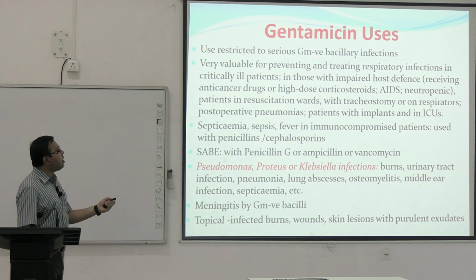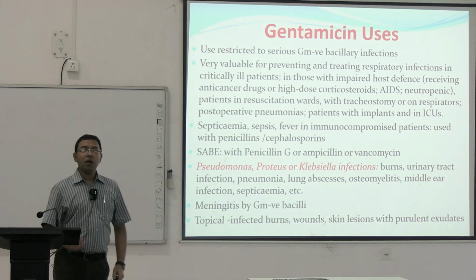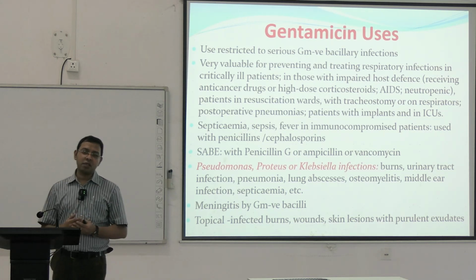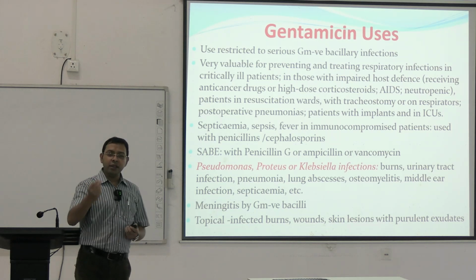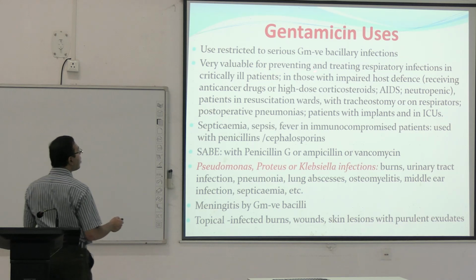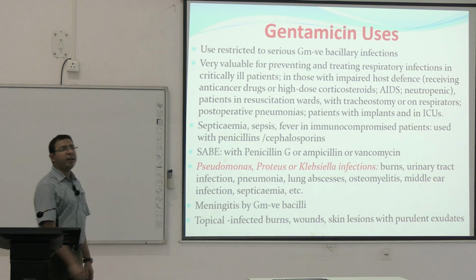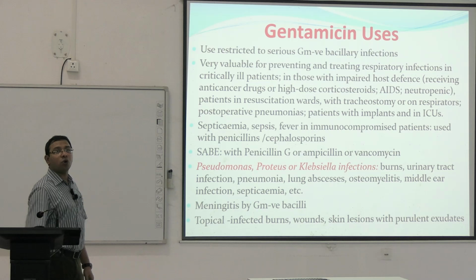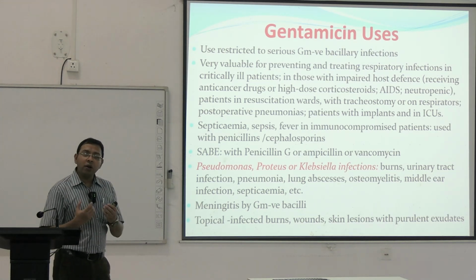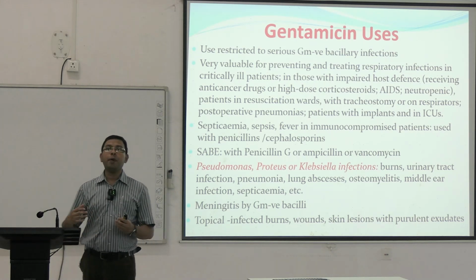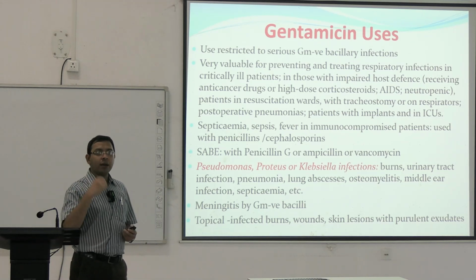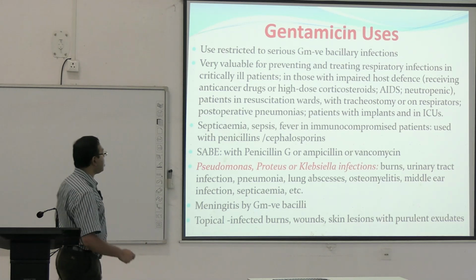Gentamicin use is restricted to serious gram-negative bacterial infections. What I am talking about is severe septicemia, for example from urinary tract infections, where the causative organism is Pseudomonas or Shigella. In these cases, we can use an aminoglycoside like gentamicin. It is very valuable for preventing and treating respiratory infections in critically ill patients, in those with impaired host defense, like anti-cancer drugs, corticosteroids, AIDS or neutropenia. So the patient is already immunocompromised. For example, a patient on a ventilator or in the ICU with severe gram-negative septicemia and respiratory infections, we can use gentamicin.